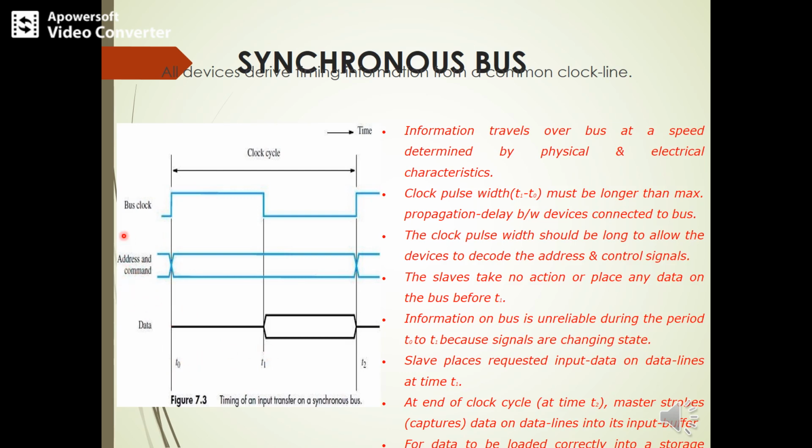At T naught the processor places the address as well as commands, and with respect to that address and commands, the data will be placed at the time interval T1. So the slave places the requested input data on the data lines at time T1. At the end of clock cycle T2, the master strobes, that means it captures the data on the data lines, and the address and commands placed by the processor are removed from the system bus.